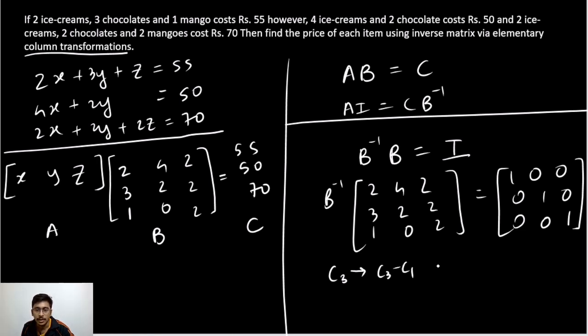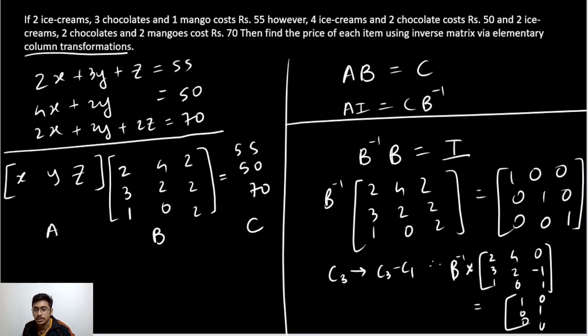So what happens? I'll say B inverse equals, so 2, 3, 1 is the same thing, 4, 2, 0 is also the same thing, but 2 minus 2 becomes 0, and 2 minus 3 becomes minus 1, and 2 minus 1 becomes 1. B inverse into B, this thing is equal to what? And in this thing we have 1, 0, 0, 0, 1, 0, and if we subtract it, what we'll get is minus 1, 0, 1.